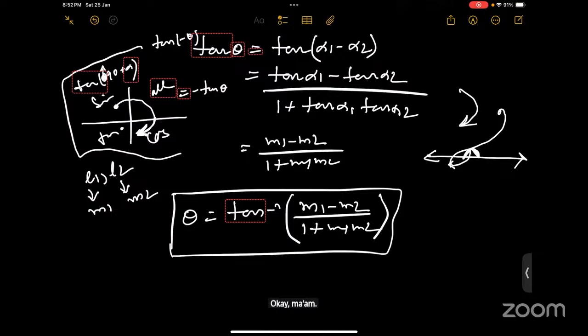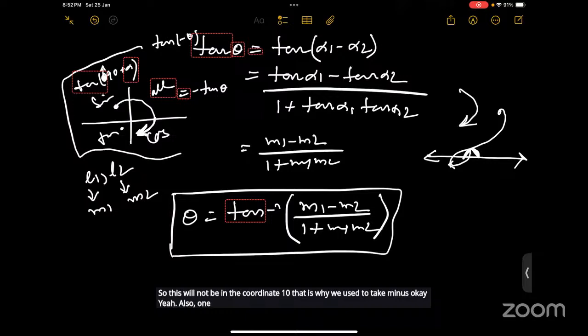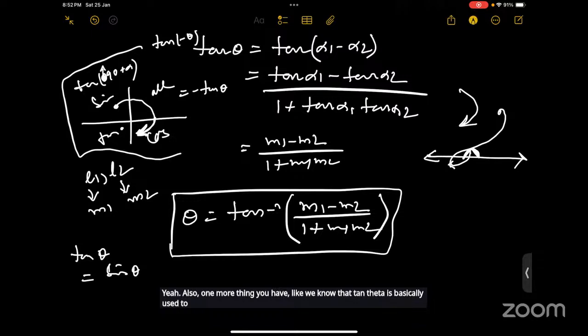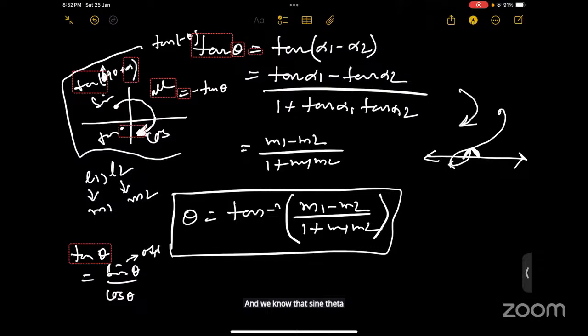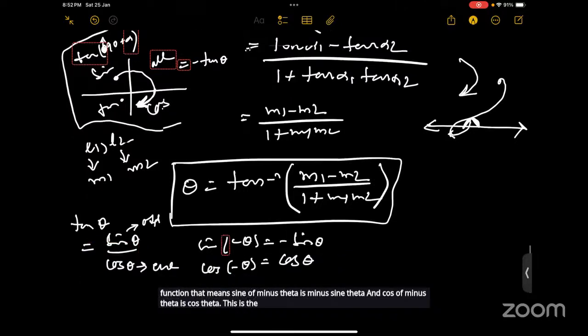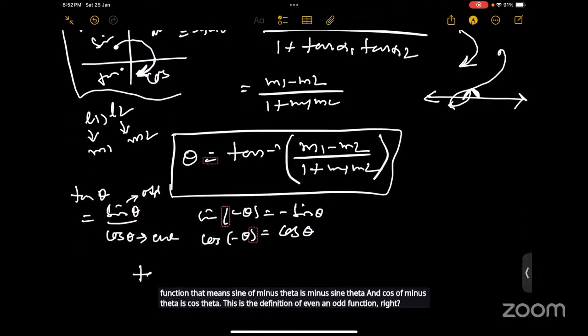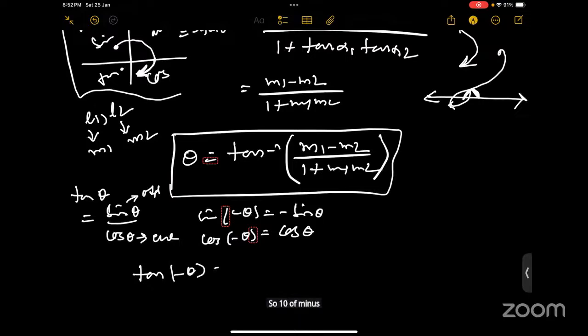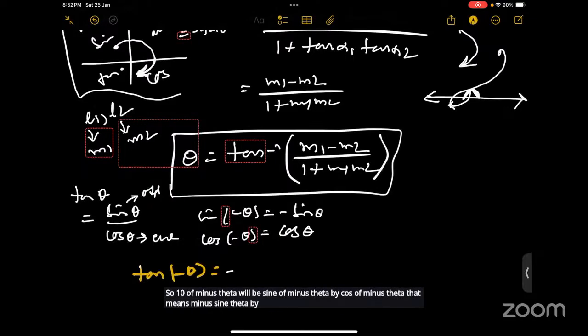Yeah. Also, one more thing: we know that tan theta is basically sine theta by cos theta, right? And we know that sine theta is an odd function and cos theta is an even function. That means sine of minus theta is minus sine theta, and cos of minus theta is cos theta. This is the definition of even and odd function, right? So tan of minus theta will be sine of minus theta by cos of minus theta, that means minus sine theta by cos theta, that means minus tan theta.